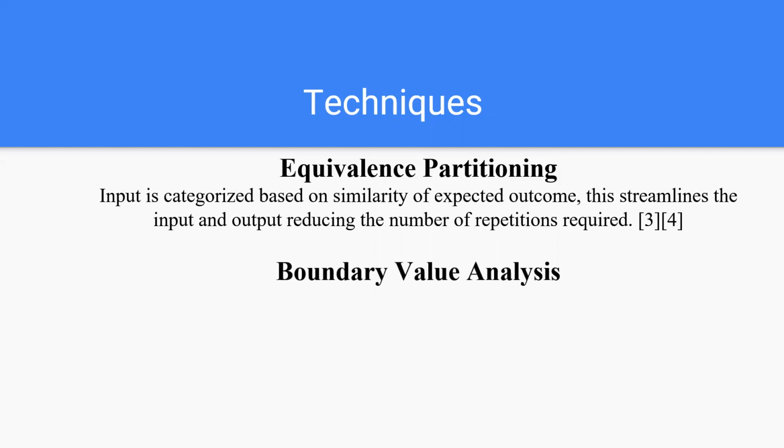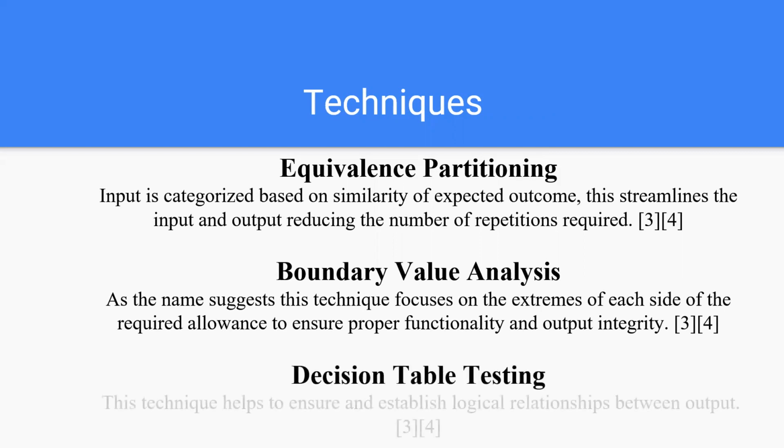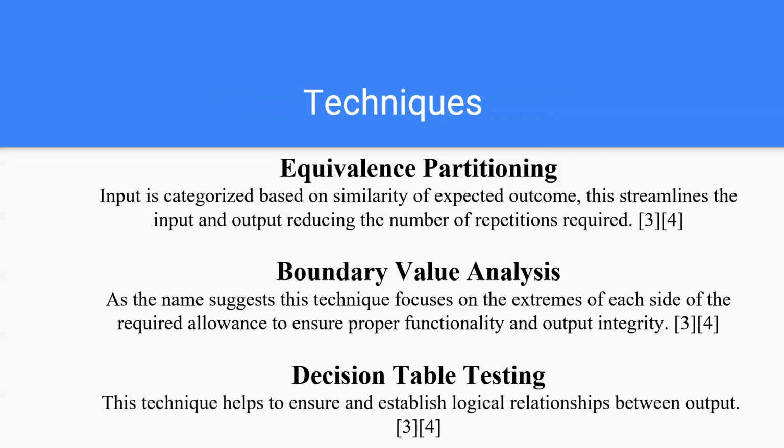Boundary value analysis. As the name suggests, this technique focuses on the extremes of each side of the required allowance to ensure proper functionality and output integrity. Decision table testing. This technique helps to ensure and establish logical relationships between output. State transition testing. This utilizes state transition graphs to ensure that systems respond correctly.